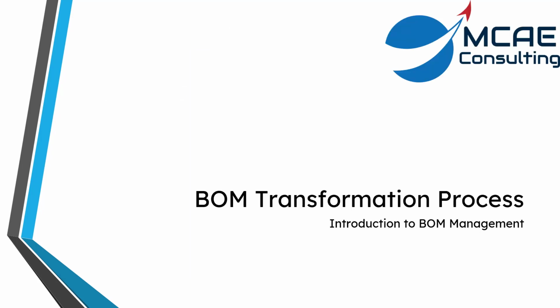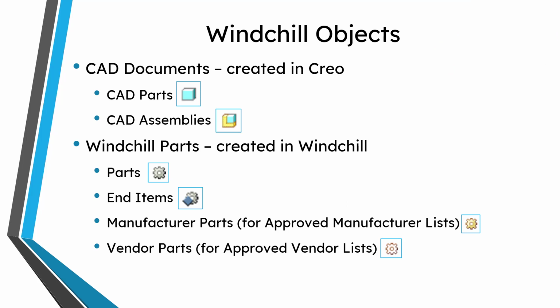So let's talk about this process of transforming BOMs from the eBOM to other different varieties of bills of material. First, let's review some of the different kinds of objects that you're going to have in Windchill. You have your CAD authoring platform, Creo Parametric. In there, you're going to create different parts and assemblies.